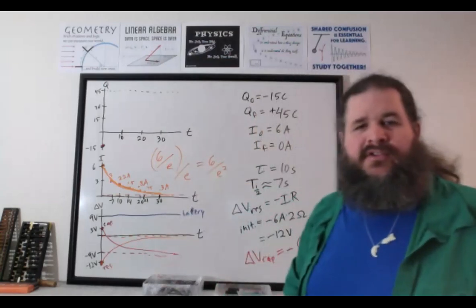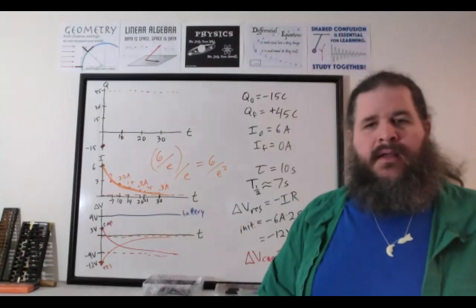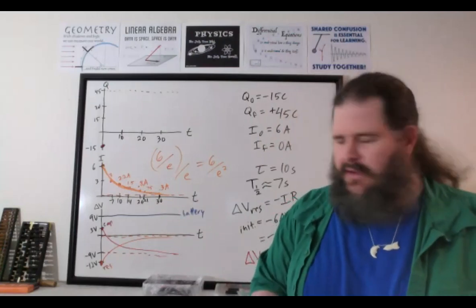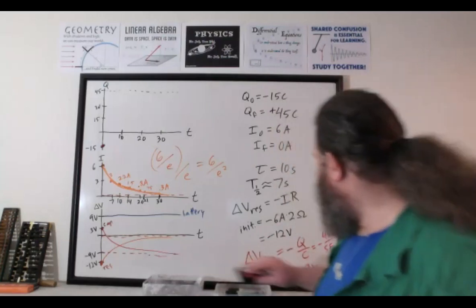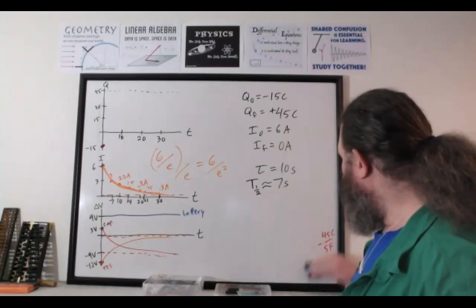So there's our exponential decay curve for current with a whole bunch of data points labeled. And you could always label more data points once you build the equation for it. In fact, let's go ahead and do that. Let's see if we can build the equation for this current graph.